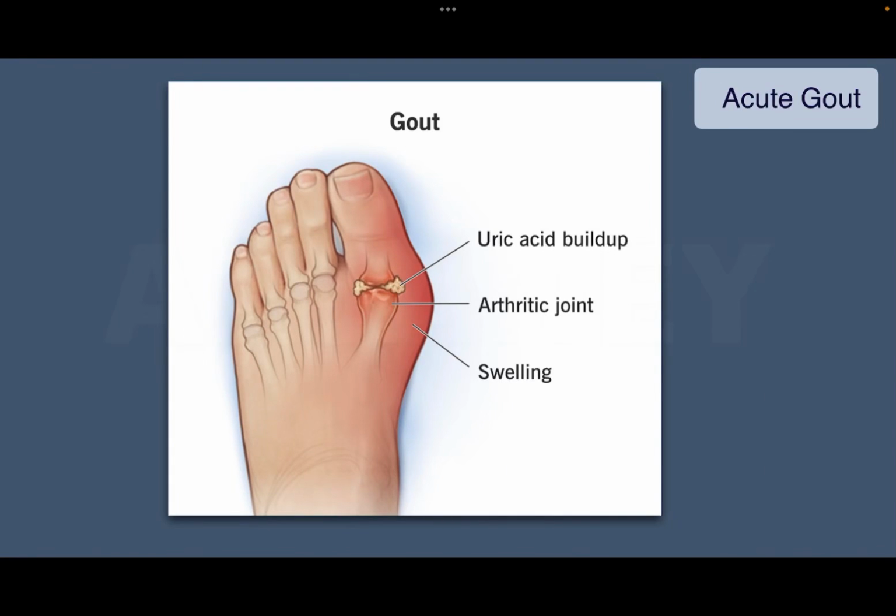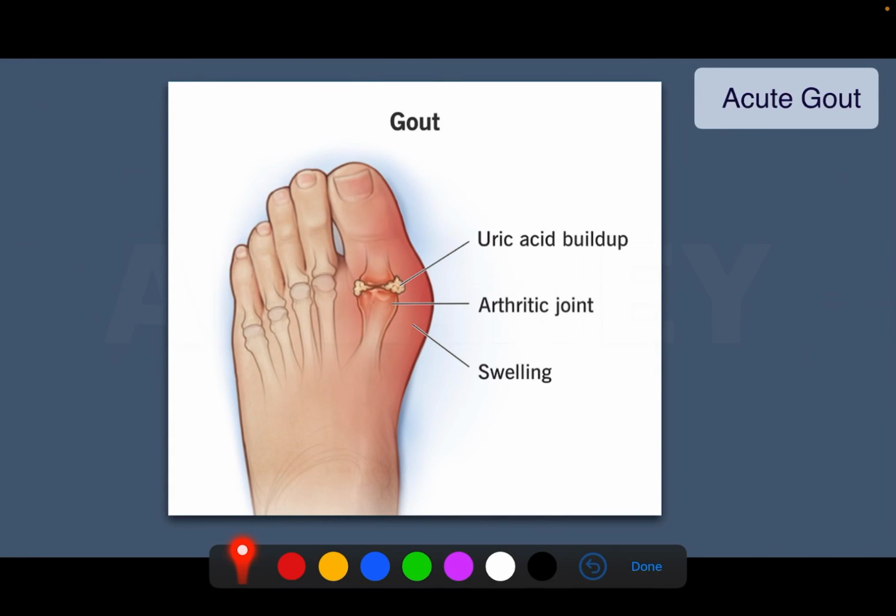Hello everyone, in this module we are going to discuss gout. There are two types of gout, acute gout and chronic gout. What is acute gout first? In the joint we are having uric acid. We are having uric acid in a joint.